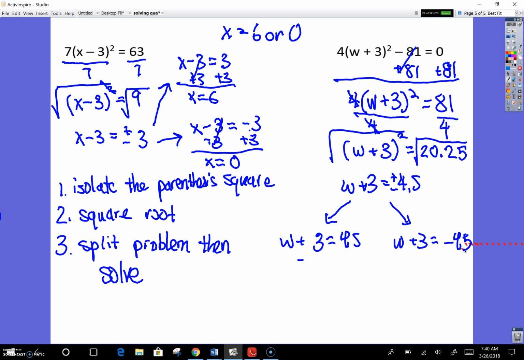Okay, minus 3, cancel. W equals 1.5 minus 3. W is equal to negative 7.5. So that's how you solve by square root.